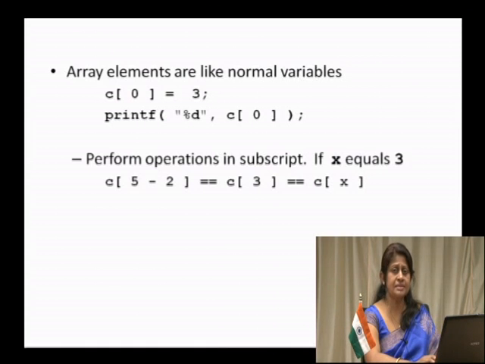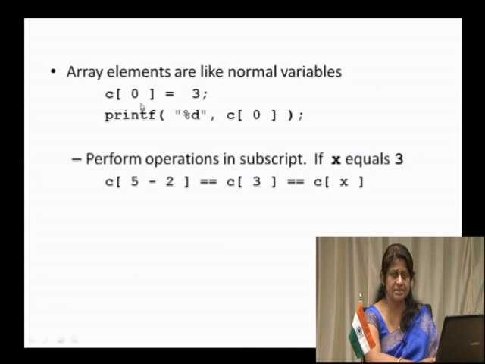And how are these array elements treated in a C program? Are they treated in any special manner? No, the array elements are treated in the same manner as we use an ordinary variable. So, look at this example. C of 0, which is assigned the value 3, and we are trying to print the value of the first array element.